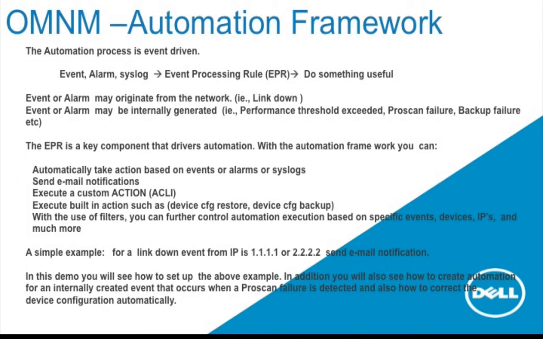A simple example we're going to look at is a link down event, and for example, from IP address 1.1.1.1 or device 2.2.2.2, send an email notification. I'll show you how to simply automate that process. So as I mentioned, in this demo you will see how to set up the above example. In addition, you will also see how to create an automation for an internally created event that occurs when a Proscan failure is detected, and also how to correct the device configuration automatically based on that Proscan failure.